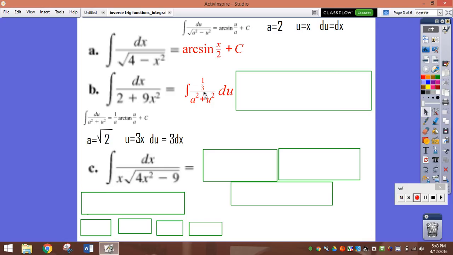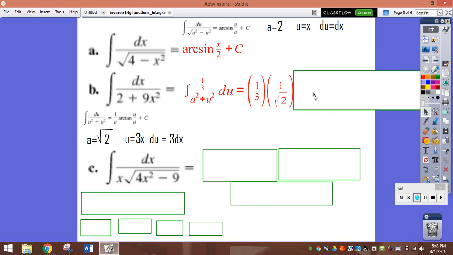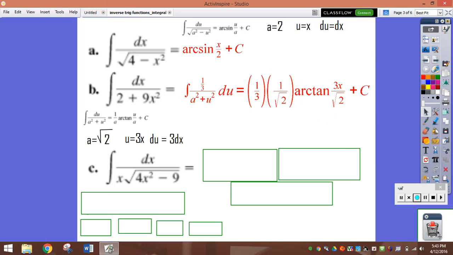And when I do that, this integral would then look exactly like this formula. So I just plug in my a, my u, and my a. And do not forget that you have a constant of 1/3. So that 1/3 goes out front. And then you have 1 over a, which is the square root of 2. And then you have arctangent u over a, 3x over the square root of 2.